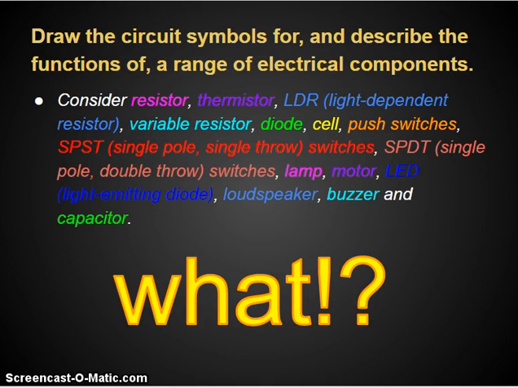Well, basically all of the electronic components, or a very large number of them. So we're going to talk about resistors, thermistors, LDRs, also known as photoresistors, variable resistors, diodes, cells, push switches, single pole single throw switches, single pole double throw switches, lamps, motors, LEDs, loudspeakers, buzzers, and capacitors. Then we get to operational amplifiers.